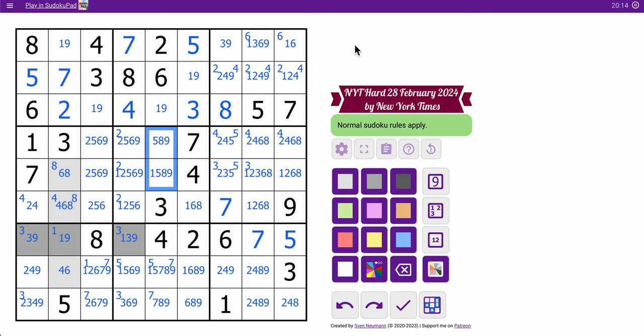Not seeing any obvious pointing things or crossing things. Yeah, what am I missing here? Four is here, but one crosses a region. Okay, five and six. Oh, five is there. That doesn't tell us anything useful either.